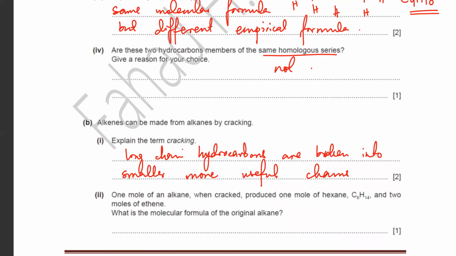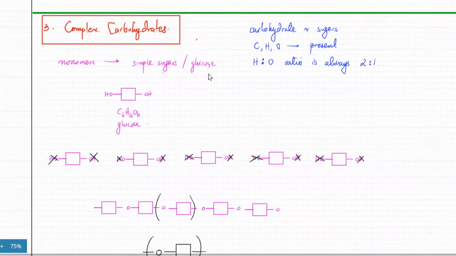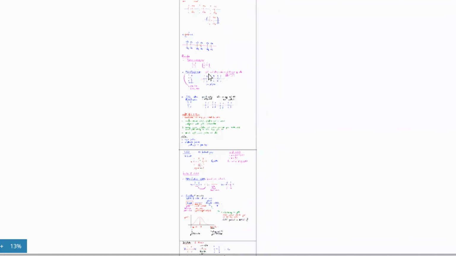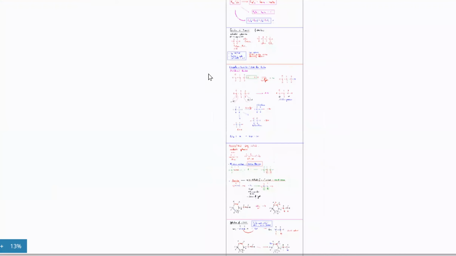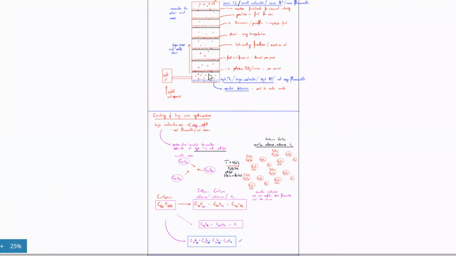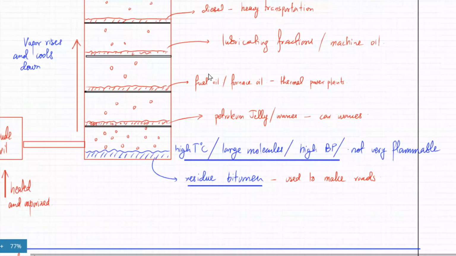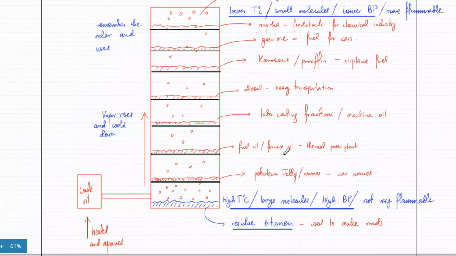Yes, sir. And we did this, I mean we did it at the beginning, especially after fractional distillation. I told you when you did fractional distillation that large molecules are not very useful because in the crude oil you get lots of tars and waxes and high melting and boiling point substances, which are not very flammable.